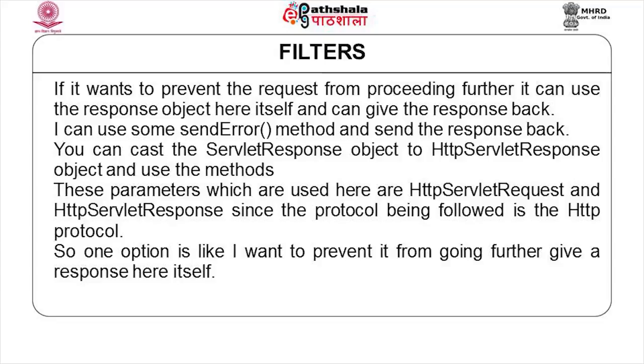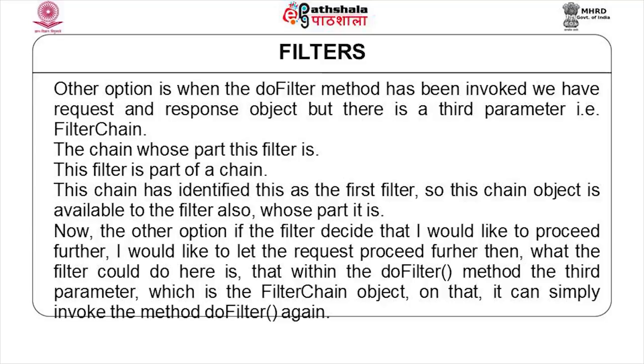So, one option could be, okay, I want to prevent it from going further, so give a response here itself. The other option, fine. When the doFilter method was invoked, we have the request and response objects, but there is a third parameter. What is that? It is a filter chain. The chain of which this filter is a part. This filter is part of a chain, fine. So, this chain has identified this as the first filter. So, this chain object is available to the filter also, whose part it is.